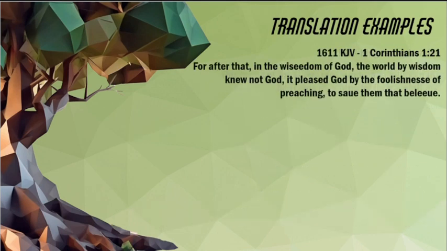1611, the one that you'll hear a lot about, is also pretty odd. For after that, in the wisedom of God, the world by wisdom knew not God. It pleased God by the foolishness of preaching to save them that believe. I'm guessing they swapped the V for the U there.